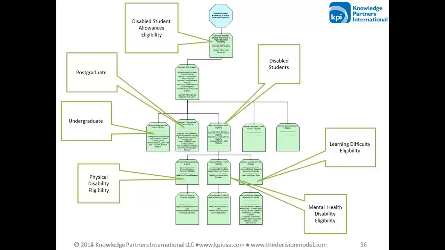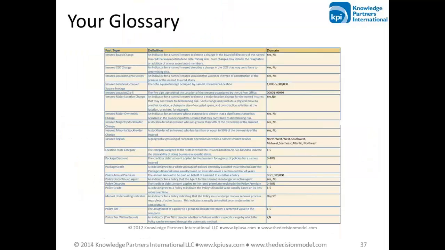So this is a very powerful way to bring your business sponsors into the decision model and say, do you think this is easier to understand than the business rule spreadsheet that we showed you before?